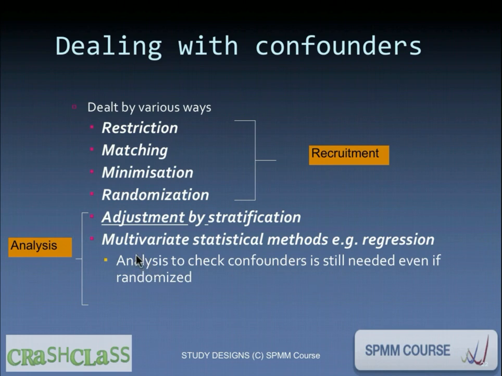You can also use multivariate statistical methods, and you can use things such as multiple regression, and there are many other multivariate statistical methods, ANCOVA. You can use those methods for controlling for confounders.